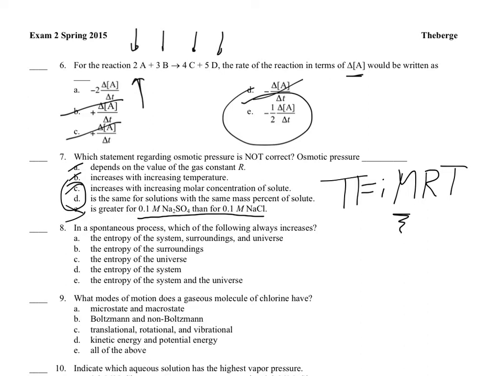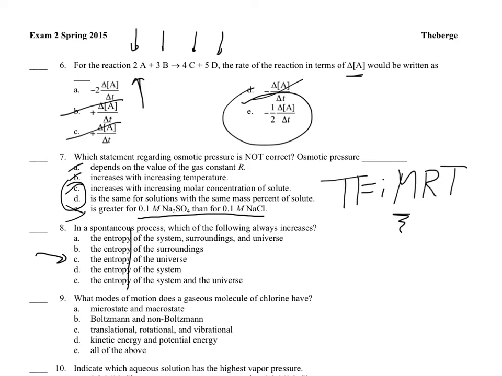Number 8, we're asking about spontaneous processes again, so we want something where the entropy increases for the universe or the delta G is less than 0. In number 8, this is also number 11 on the other version of the exam. In a spontaneous process, which of the following always increases? And it always increases with the entropy of the universe. Again, just a simple definition.